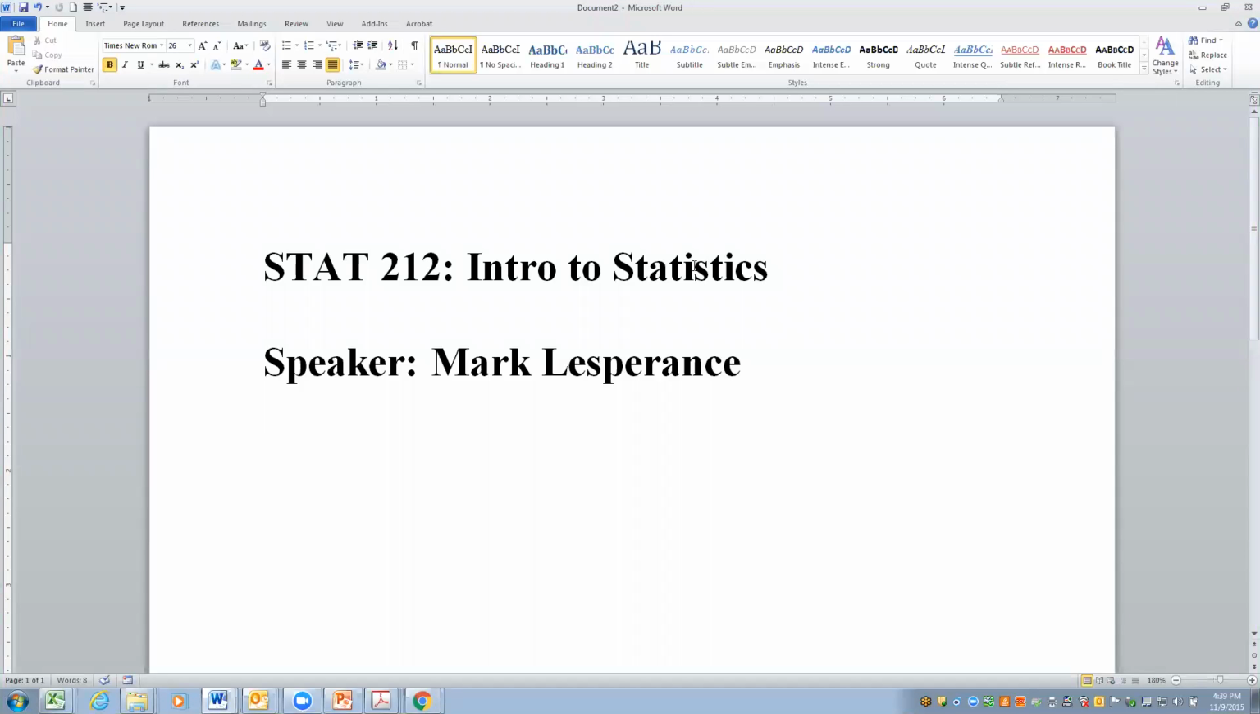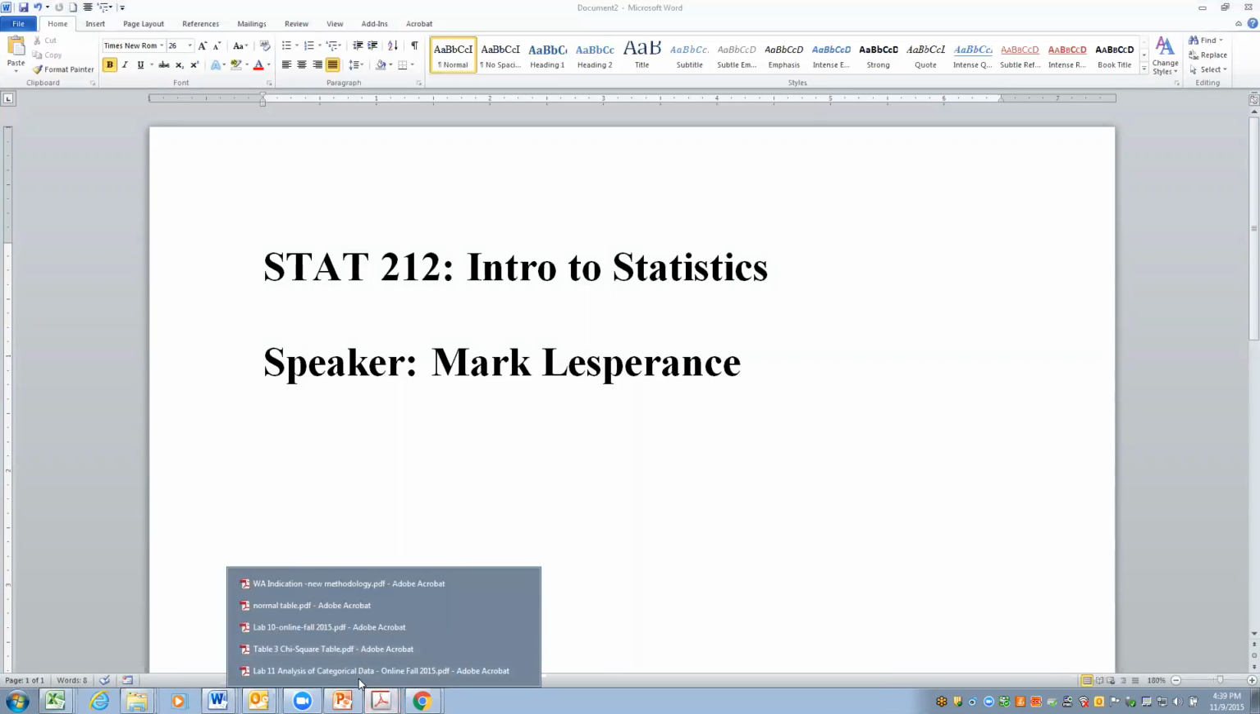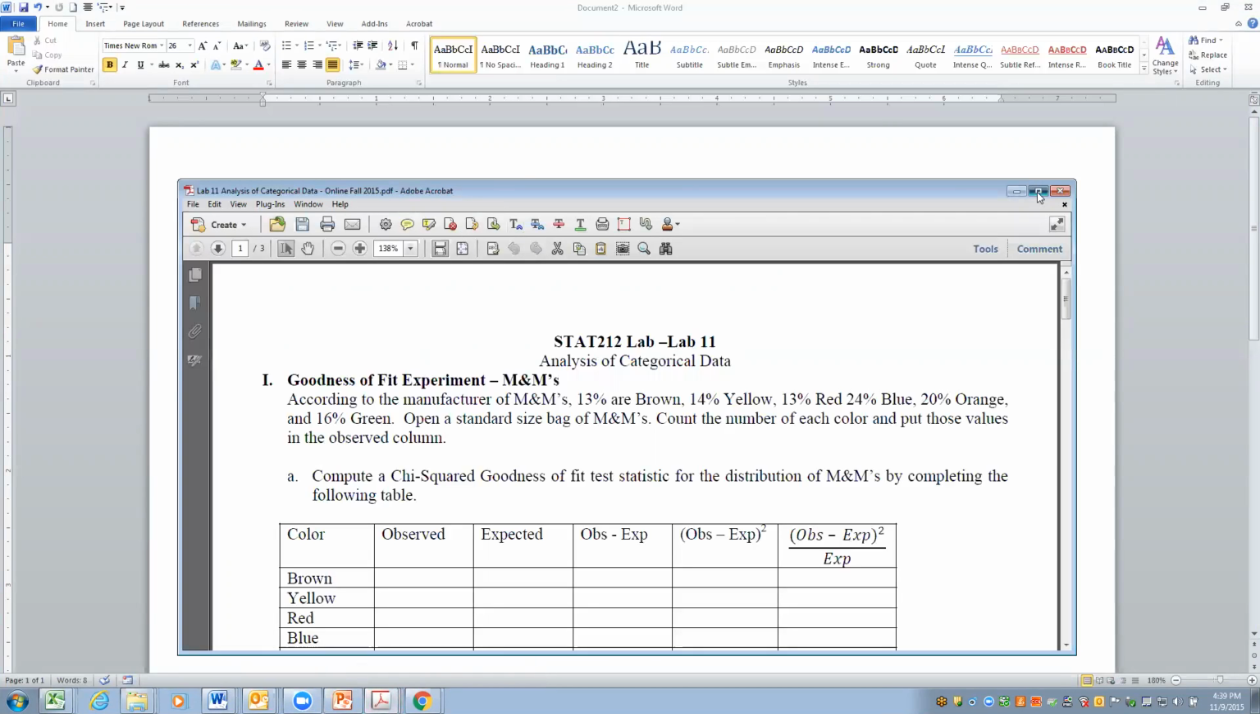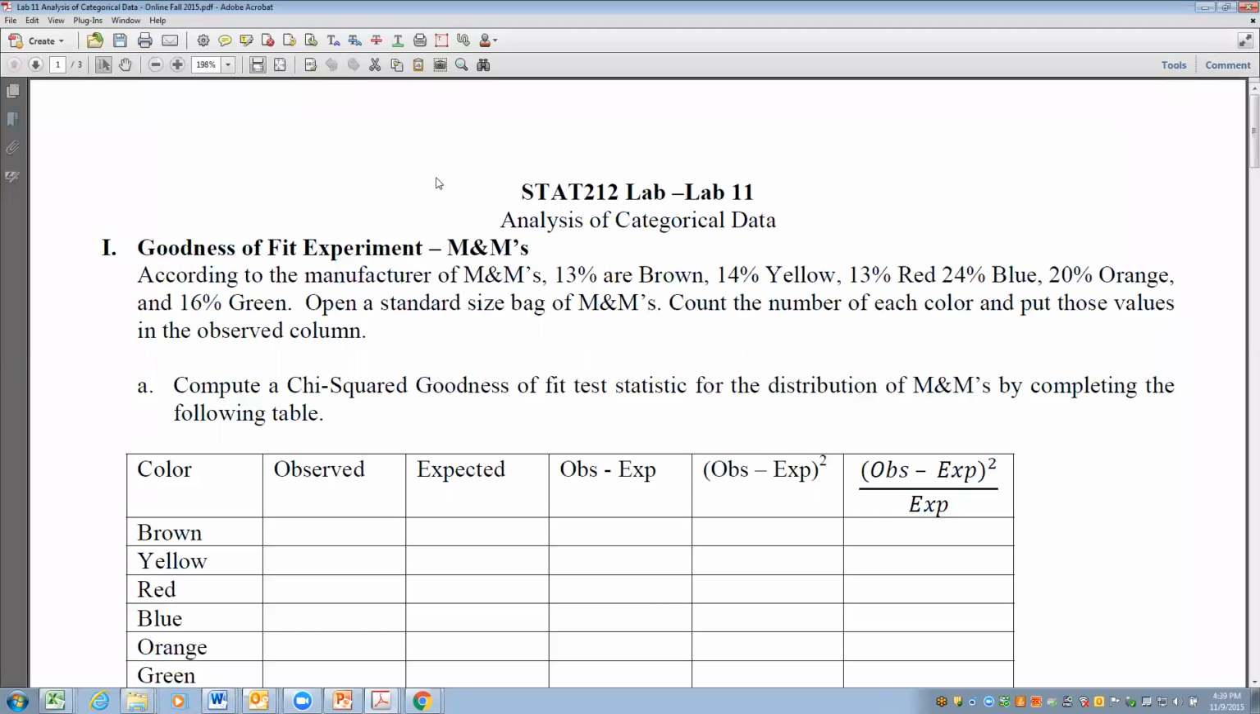Okay, now we're going to do a walkthrough for Lab 11. In Lab 11, we are going to do some analysis of categorical data. I'm going to have you do an actual goodness of fit experiment using M&Ms, and then I'm going to have you walk through hand calculations for another goodness of fit experiment and a test for independence.